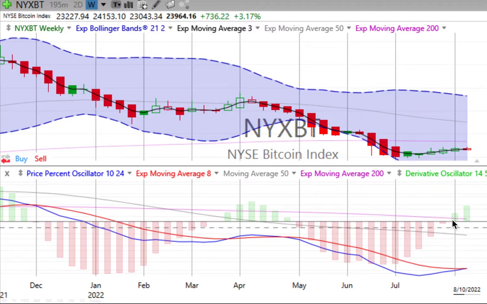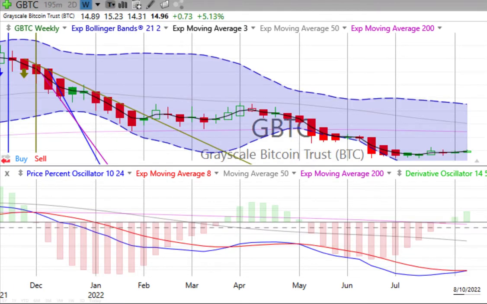I want to point out to you, the derivative oscillator flipped over green last week. This week, look at this. We have the price percent oscillator moving to cross over the exponential average. That's our signal line. Now you say, okay, that's just one Bitcoin index. Well, if we go to Grayscale Bitcoin, look at this. You can see the same thing trying to set up. Now, that's a Bitcoin trust. They own Bitcoin. And again, it's valued based upon the value of the Bitcoins in their trust.